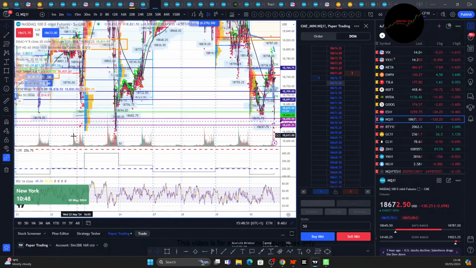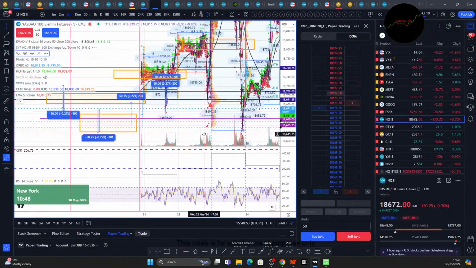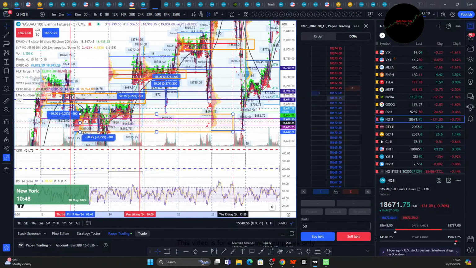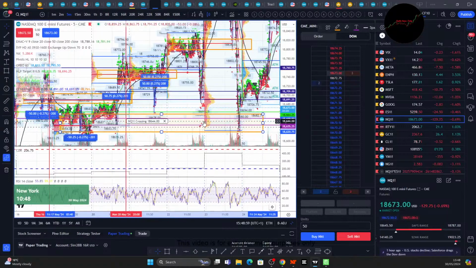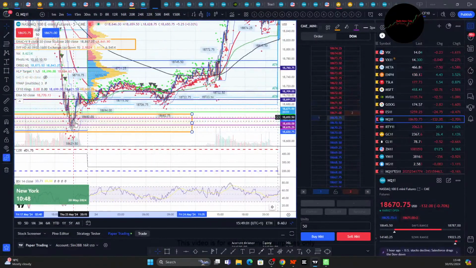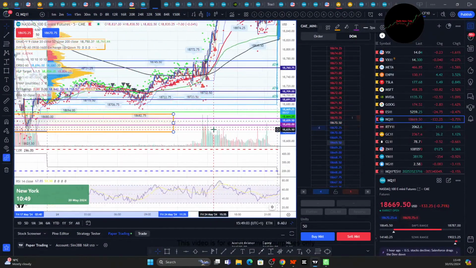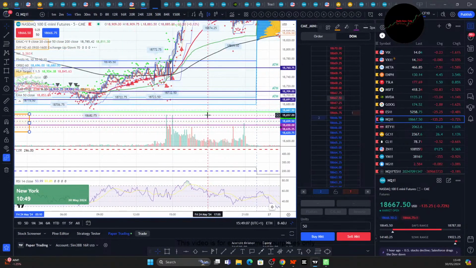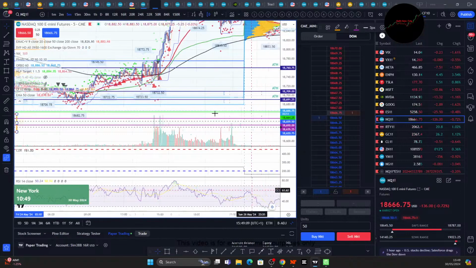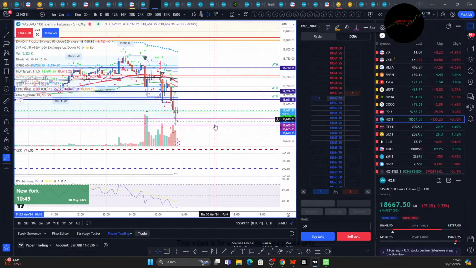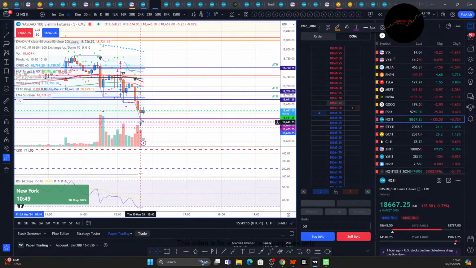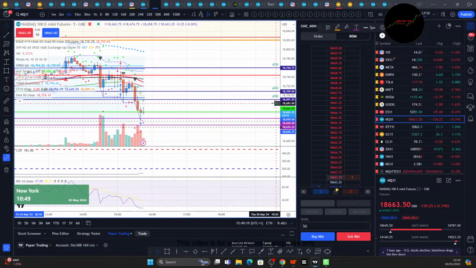Would it be surprising if that was tested? That was tested right there. So that invalidates this. Let's go back over. What's the high? The high is 74. 74, 75.